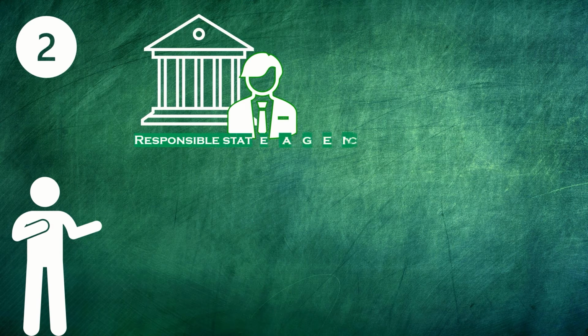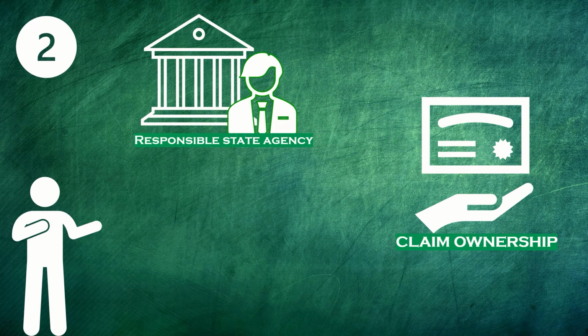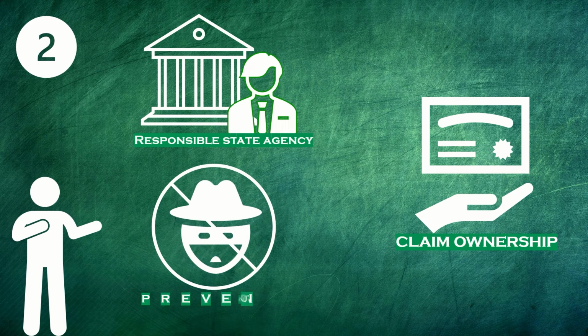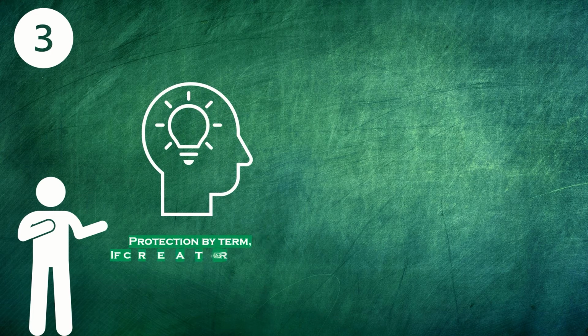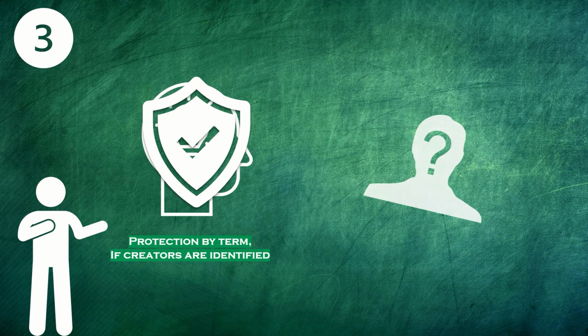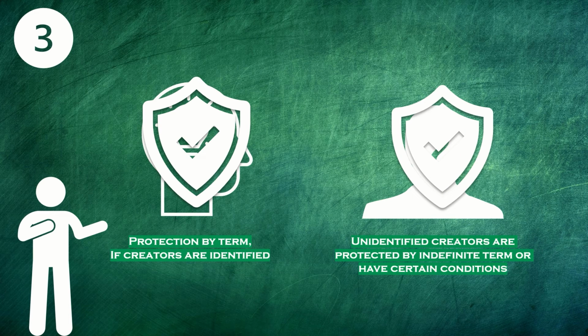And furthermore, as the second criterion, your subject can be protected when the title is actually granted by a state agency. Remember, registration is only mandatory, but not registering your invention leads to losing your exclusivity. And the last criterion is about validity of the protection. Properties protected by terms are those whose creators can be identified. Industrial property with unidentified creative authors is protected for an indefinite term or for a term with certain conditions.